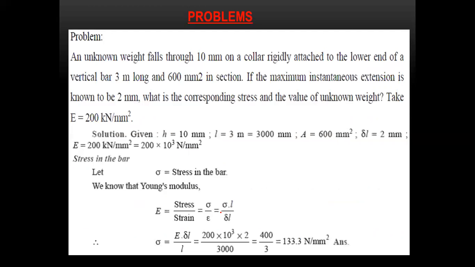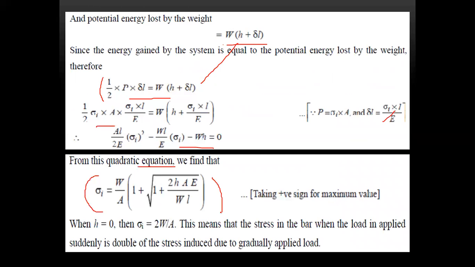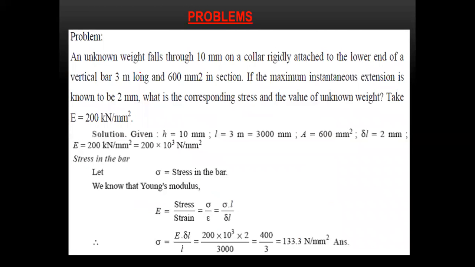Okay, next. Based on this formula, we'll derive a problem. An unknown weight falls through 10 mm on a collar rigidly attached at the lower end of a vertical bar, 3 meters long and 600 mm in section. Take the value of E. If the maximum instantaneous extension is 2 mm, what is the stress and the value of the unknown weight? So write the given data.